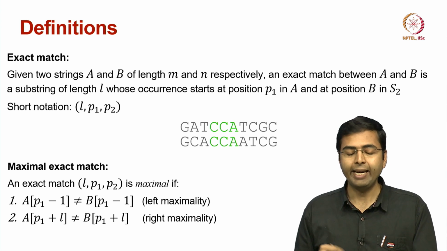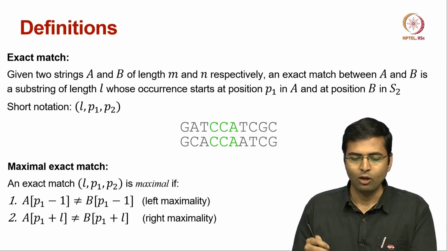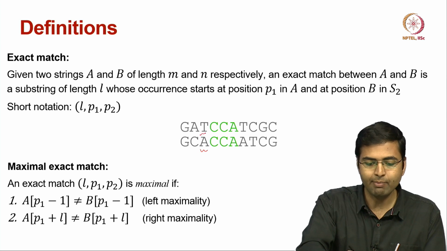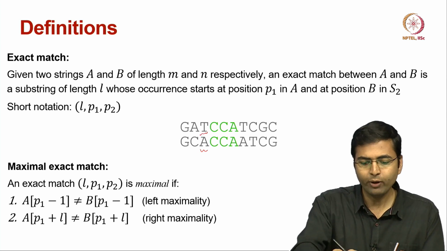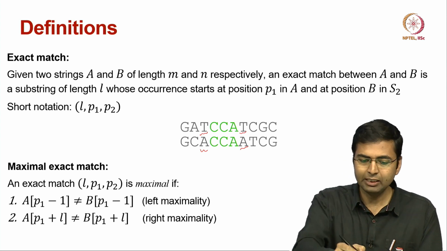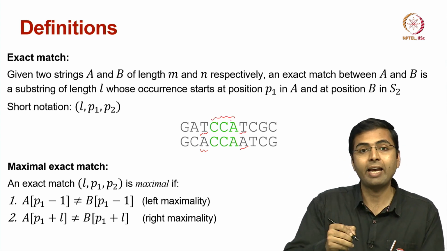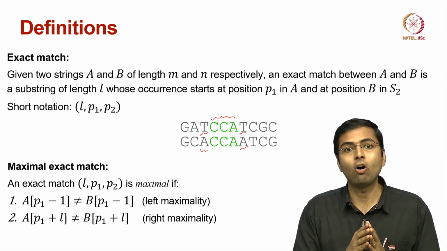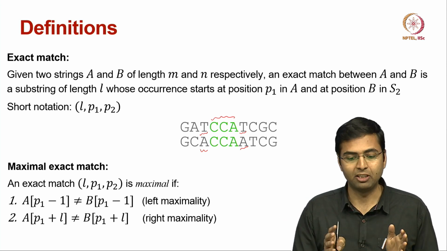What about CCA? Well, if you look at the left character, they both are mismatching, and if you look at the right characters, they both are mismatching again. So this time, this particular exact match can be said to be a maximal exact match, because we cannot extend it in the left and right directions.